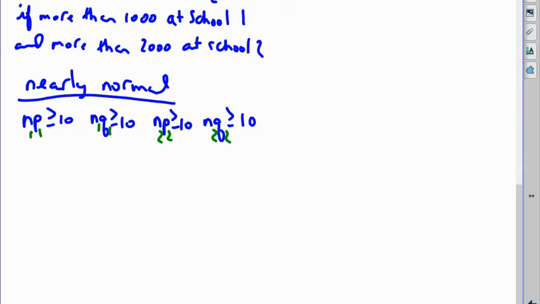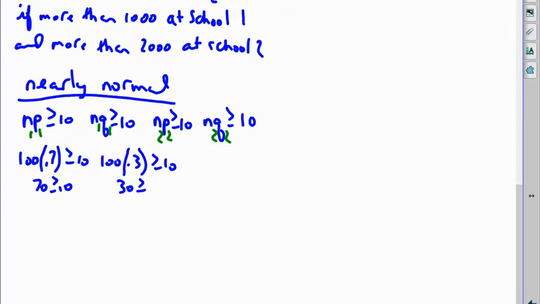So let's check group 1. 100 times 0.7 greater than or equal to 10. 70 is greater than or equal to 10, but that's not going to control this. The 30 will. So 30 is greater than or equal to 10, and then both of these are going to be the same. 200 times 0.5 greater than or equal to 10. So 100 is greater than or equal to 10. So yes, it does meet the nearly normal condition.